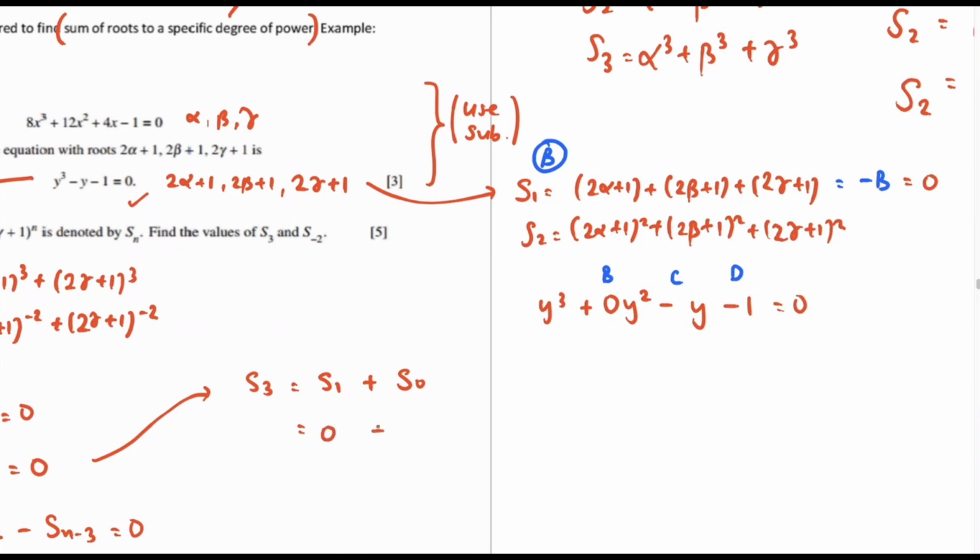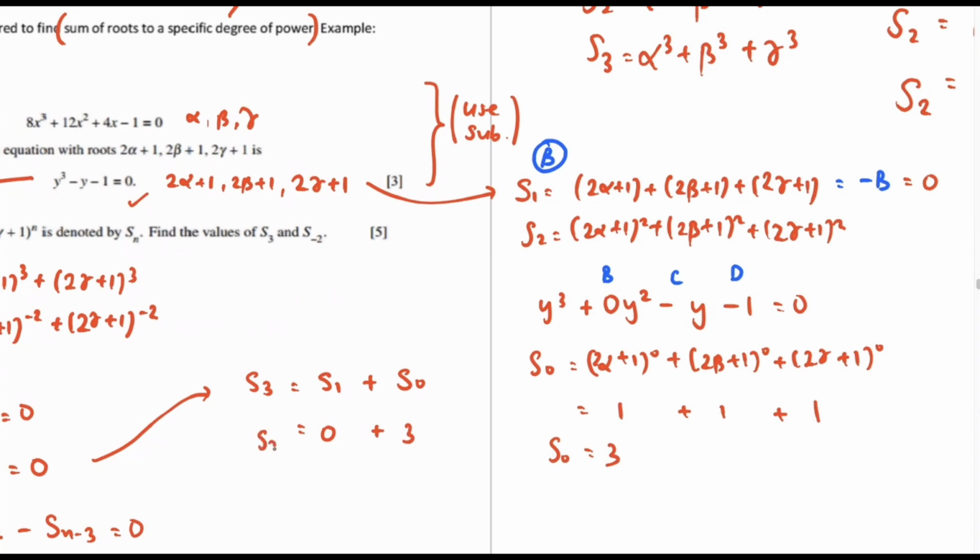Okay. And S0, right? Imagine S0 is just 2 alpha plus 1 power 0, 2 beta plus 1 power 0, 2 gamma plus 1 power 0. So it should end up with 1 plus 1 plus 1, which is 3. S0 is 3. And because of that, we get S3, which is equal to 3. So we get S3 already. Okay, so let me check the answer first. S3. Okay, that's correct. S3 is equal to 3. This is the correct answer.